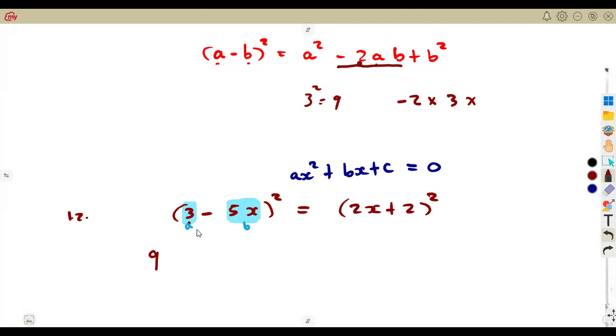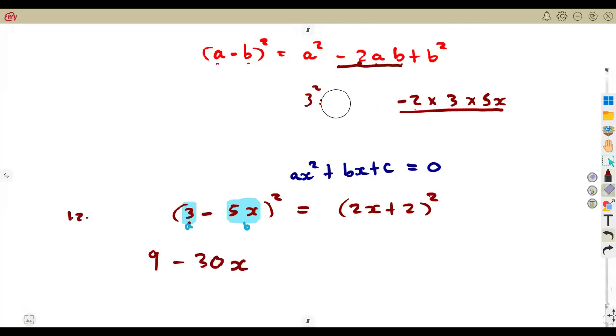A, which is our A there. We say it is what? Is 3 times B. And our B there is what? It's 5x. So you're going to multiply by 5x. So doing this, guys, we can see that minus 2 times 3 times 5 is going to give us minus 30. So that's minus 30x.